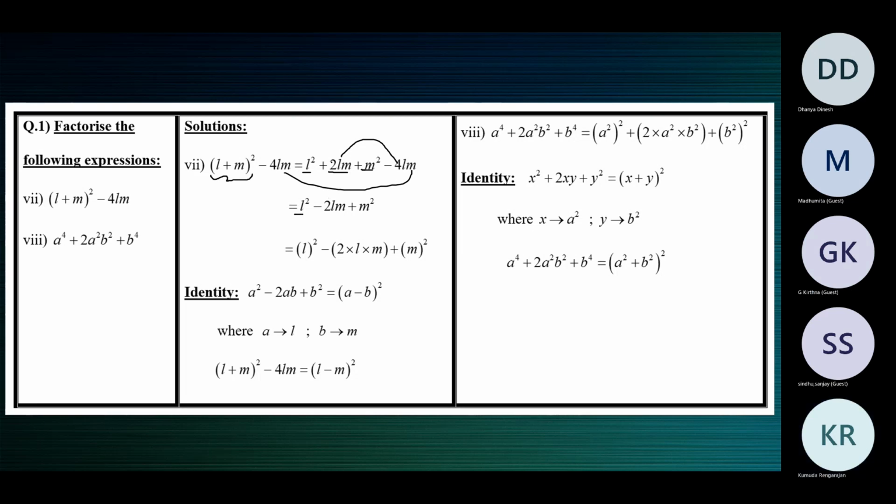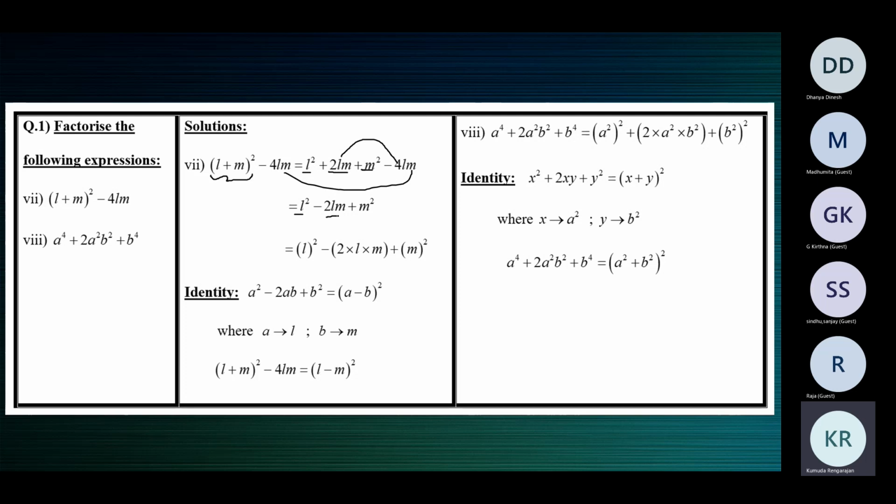So you get L square, plus 2LM minus 4LM is minus 2LM. Simplifying the like terms, minus 4LM plus 2LM is minus 2LM. And then this term as it is, M square.